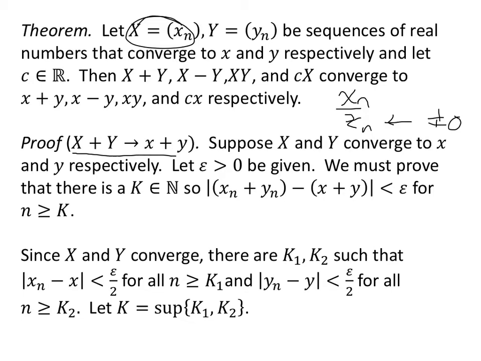So the strategy here is I know that x sub n minus x can be made less than epsilon over 2 eventually. And y sub n minus y can be made less than epsilon over 2 eventually. Okay, so let's just take, for instance, maybe when n is greater than or equal to 1 million, x sub n minus x is less than epsilon over 2. But for y sub n minus y to be less than epsilon over 2, maybe I have to go past 2 million instead of 1 million. Well, then I'm going to let k be the supremum of those two numbers, so it would be 2 million.